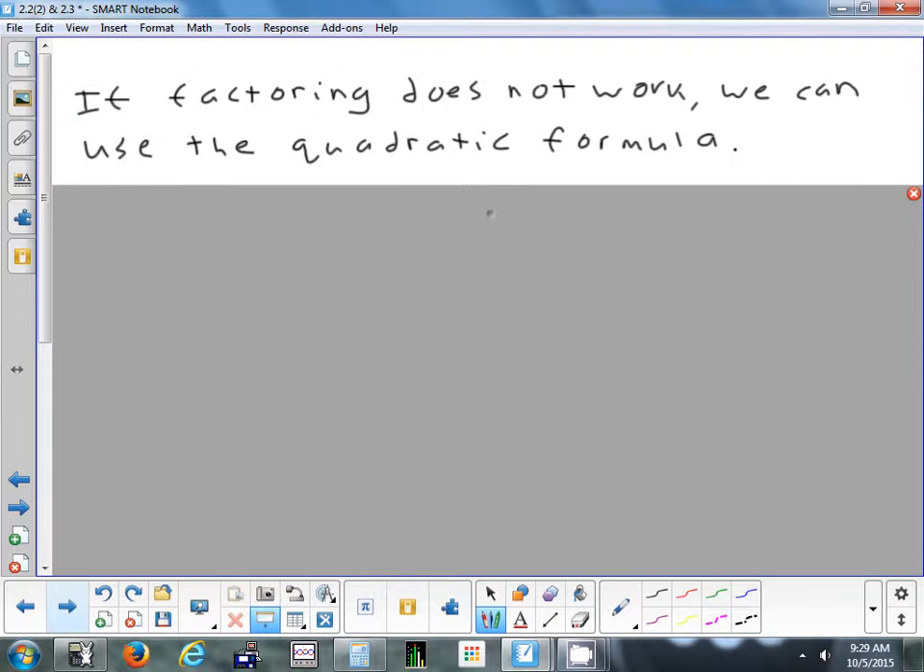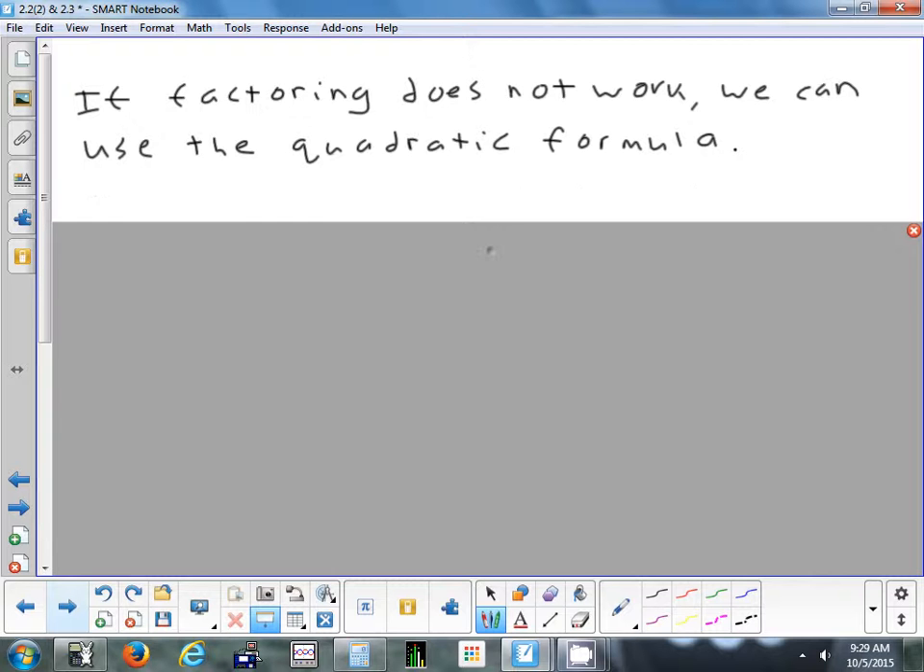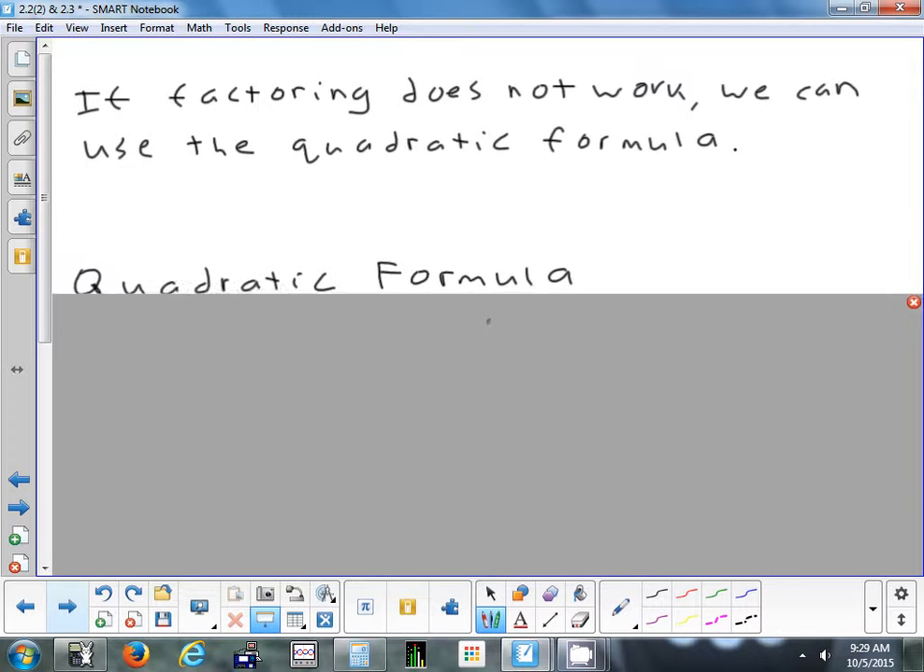All right, if factoring doesn't work, that's where we can use our quadratic formula. Okay, quadratic formula, it takes a little bit longer usually than factoring, but it'll work on any problem. You can even use quadratic formula on a problem you could factor. It's just not the most efficient way to do it. Okay, anybody remember the quadratic formula?